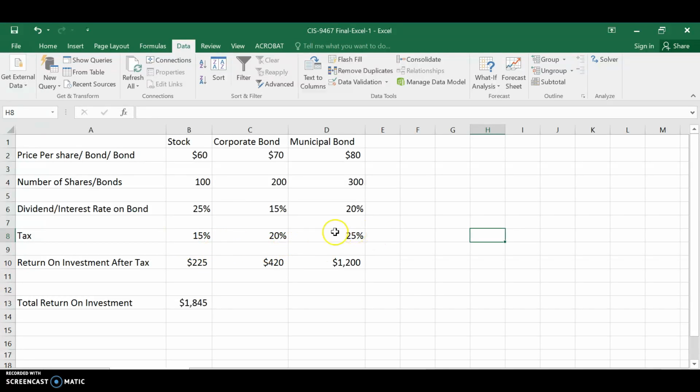So let's use the Excel Solver to see how we can solve this problem, meaning how can we get a target return on investment. So this is a little portfolio. You see that I have price per stock, price per corporate bond, price per municipal bond, and I also have the number of shares, and the dividend and interest on the bonds. And then I have the tax rate, which is on stock, corporate bond and municipal bond. So let's use the Excel Solver application.